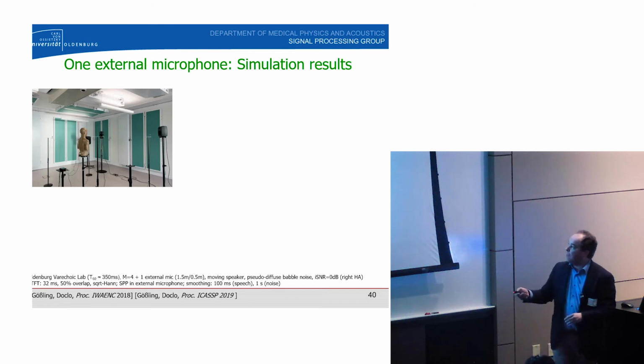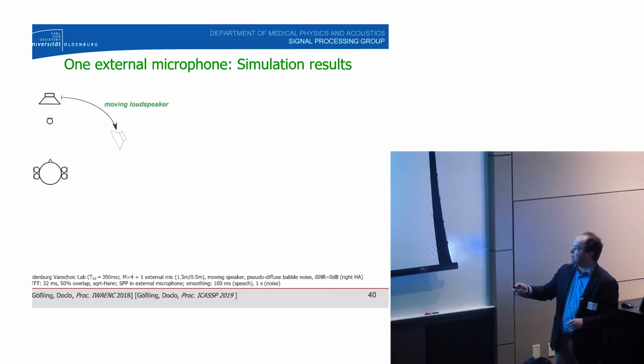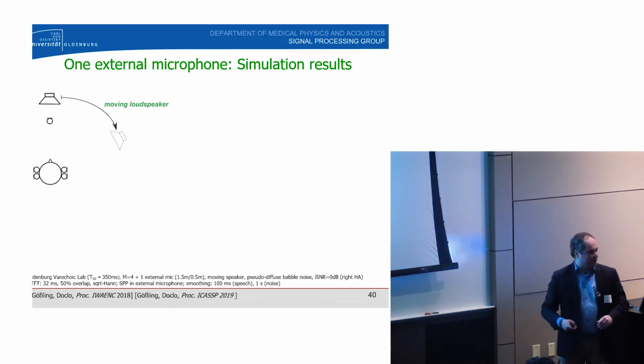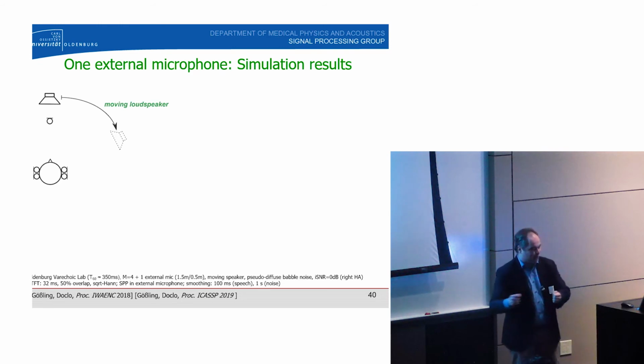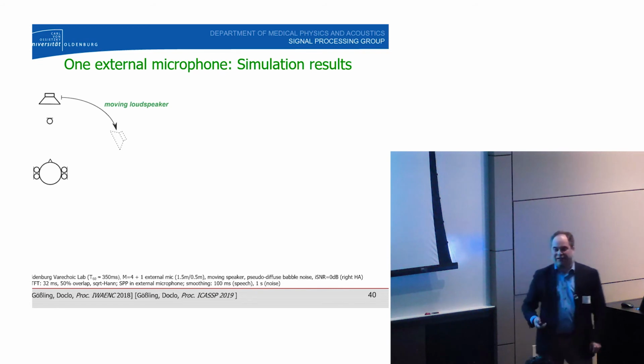So this is again our lab. We have 2x2 microphones here. We have one external microphone. In this case, it's at 1 meter. It's a bit further, but we have tried out different positions. And we have a moving speaker, which we simulated by really moving a loudspeaker. So we also have really the reference signal available.